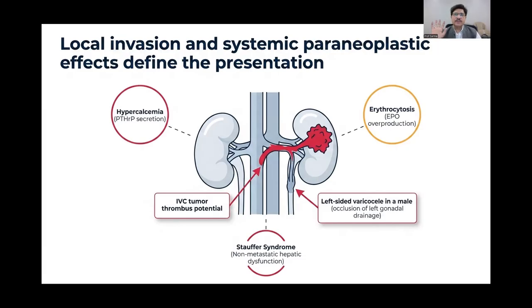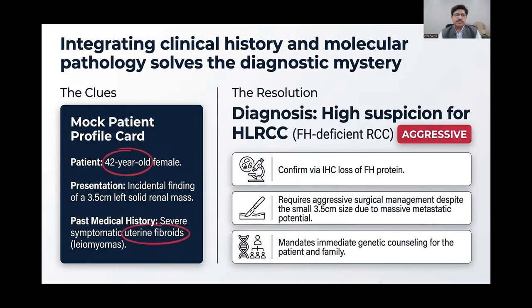These are the indications. What are the things? Hypercalcemia, potential IVC tumor thrombosis, non-metastatic hepatic dysfunction, left-sided varicocele because of gonadal venous drainage occlusion, and excessive erythropoiesis producing overproduction of RBCs. These will be the clues. Now, so our case now, what is this?